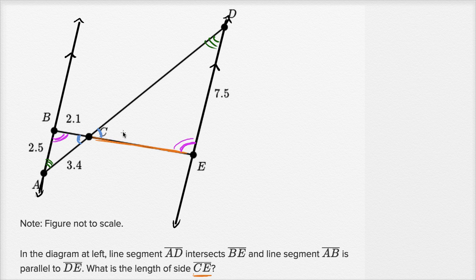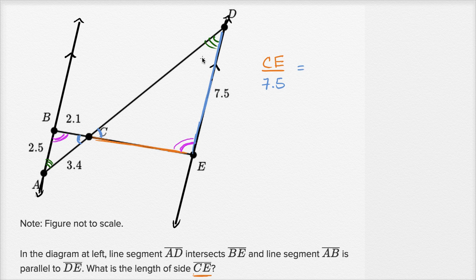And the reason why that's useful is because if the two triangles are similar, then the ratio between corresponding sides is going to be the same. So, for example, the ratio of the length of segment CE to this side right over here, segment ED, which has length 7.5, is going to be equal to the ratio of the corresponding side to CE.